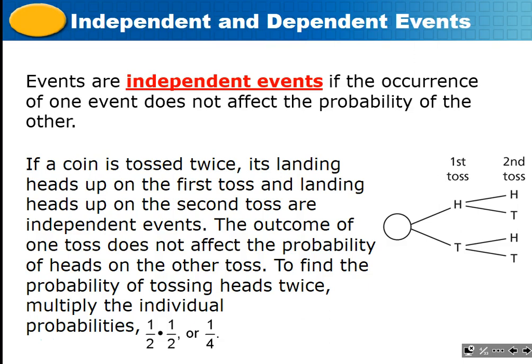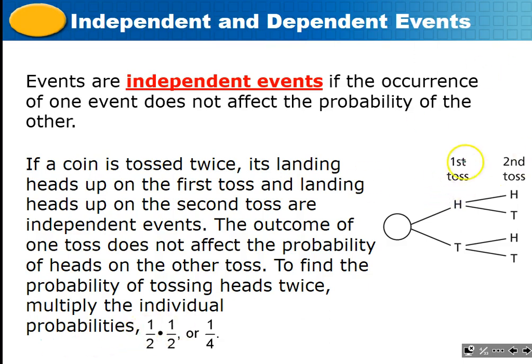the other. An example of this is when we toss a coin twice. If we land on heads up the first toss and heads up on the second toss, then these are independent events, because if I toss it the first time and get heads, it doesn't affect what I get the second time. The outcome of one toss doesn't affect the probability of heads on the other toss. So to find the probability of tossing heads twice, you multiply the individual probabilities.